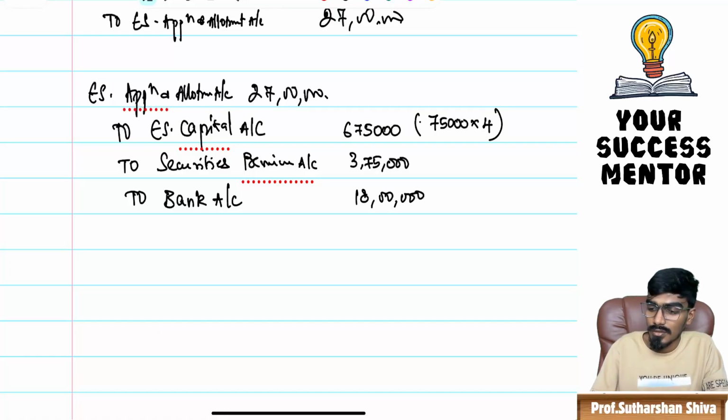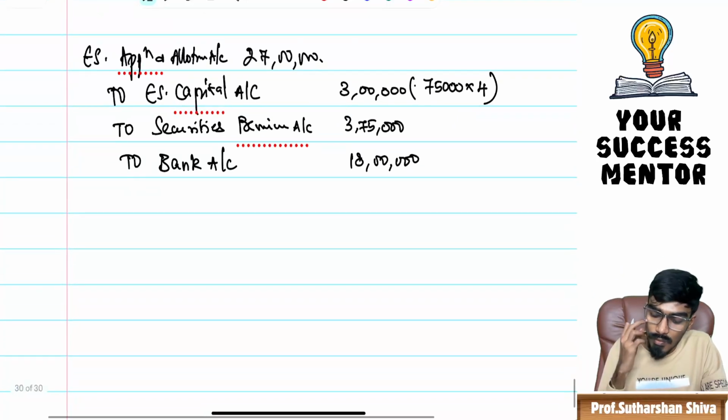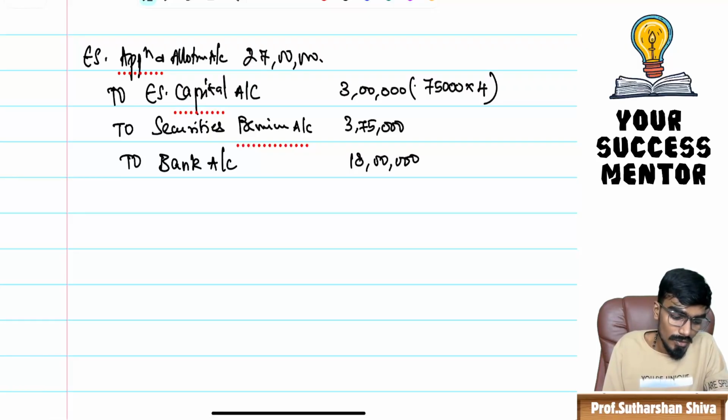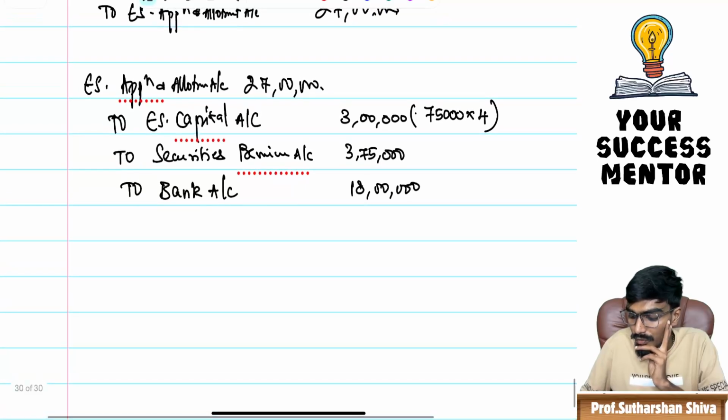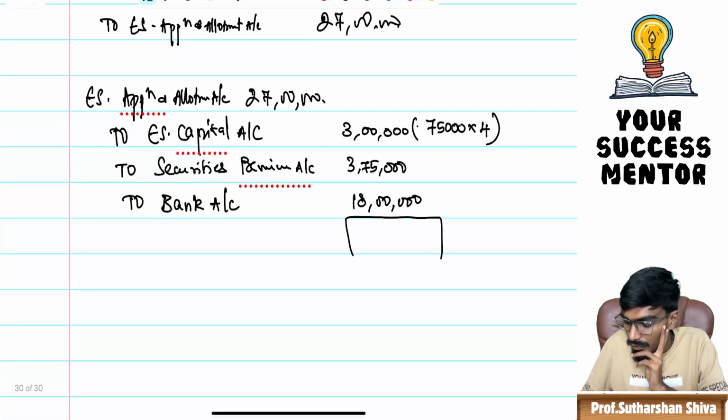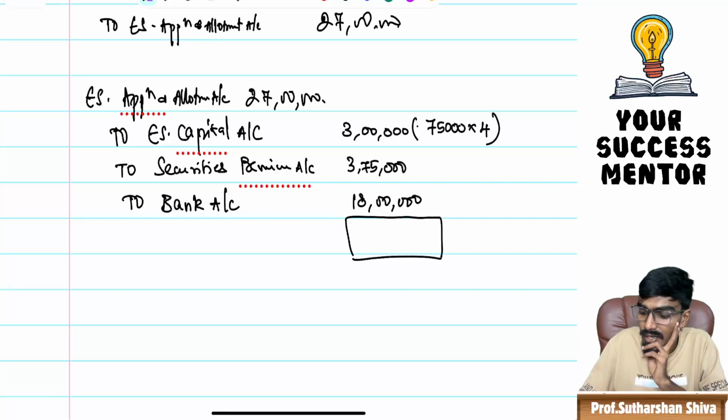Correct? Here equity share capital is 3 lakh only, sir. Sorry, 75,000 into 4, no? Yes, sir. 3 lakh only. So 3 lakh, 3,75,000 and 18 lakh, if you add all this, what will you get? What is the value you get? So 24 lakh 75,000, sir. From that, if you remove 27 lakh, what is the excess value you are having? 2 lakh 25,000, sir. 2 lakh 25,000.